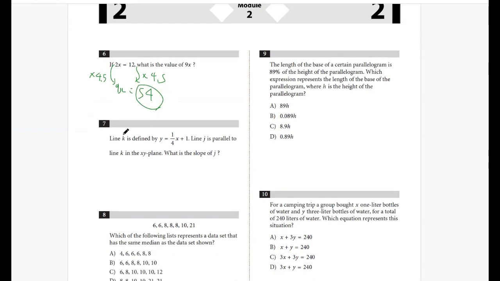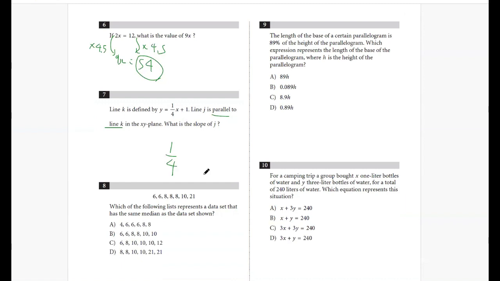Line K is defined by y is equal to 1 over 4x plus 1. Line J is parallel to line K. So if the two lines are parallel, then the slope must be the same. So we have a slope of 1 over 4.